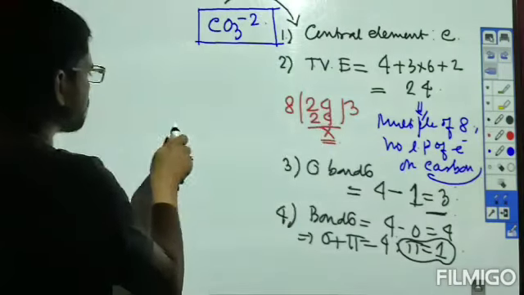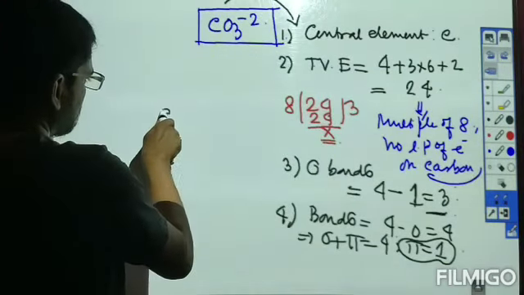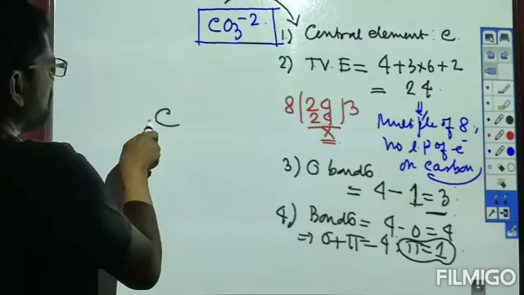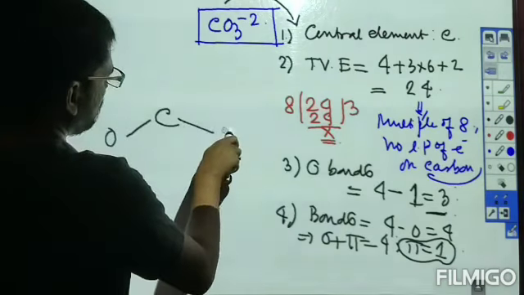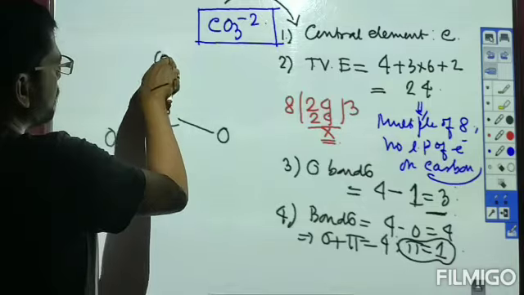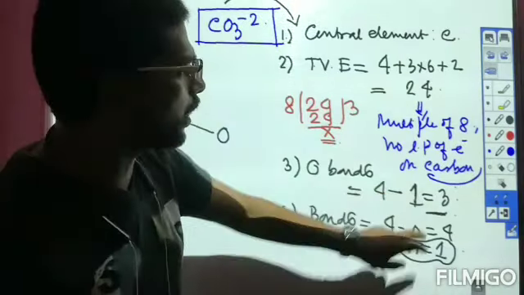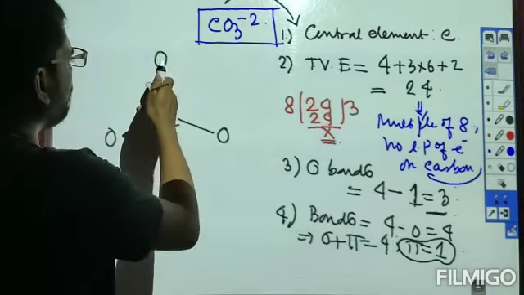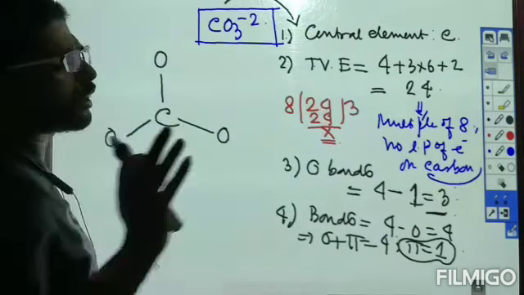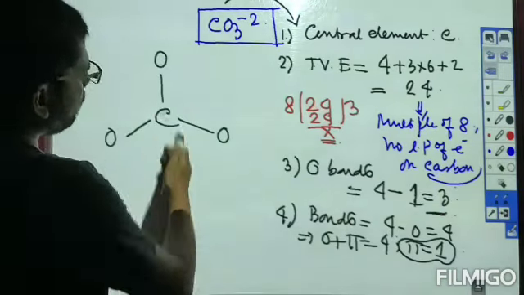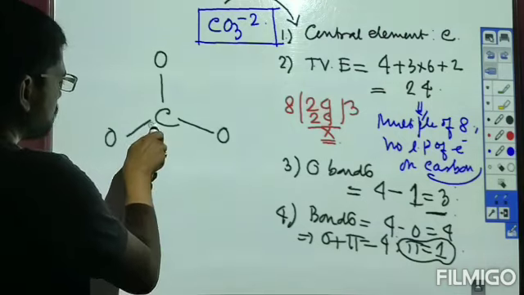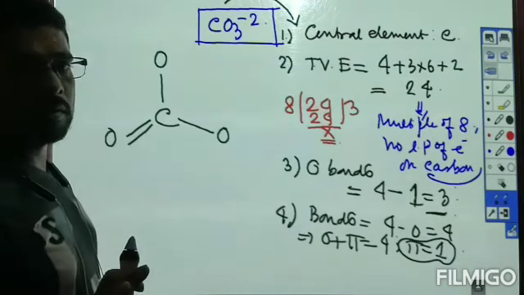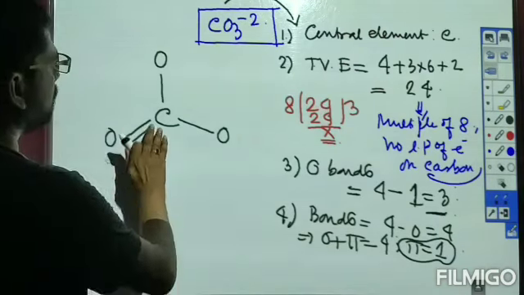Now draw the Lewis structure. C with oxygens: 3 sigma bonds, 1 pi bond. This pi bond you can put anywhere, here or here or here, because it will have resonating structures actually. So the double bond is done. The structure is done.